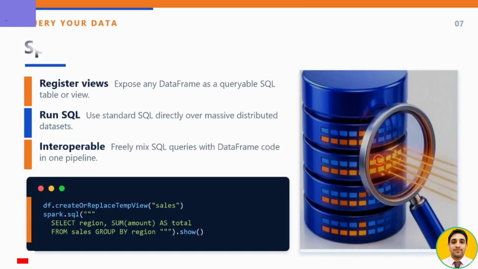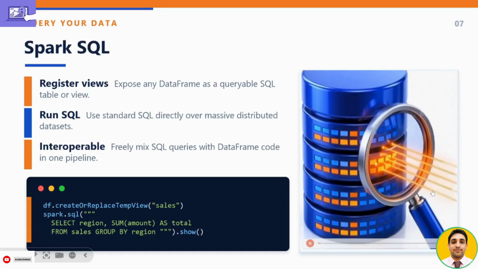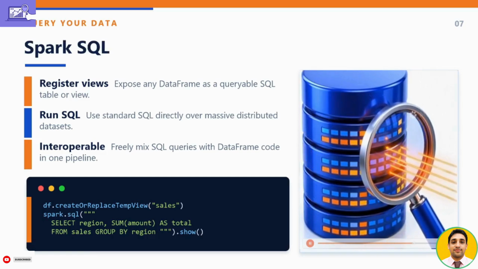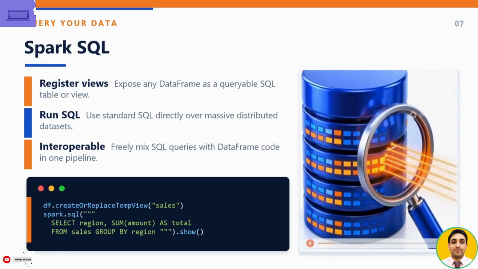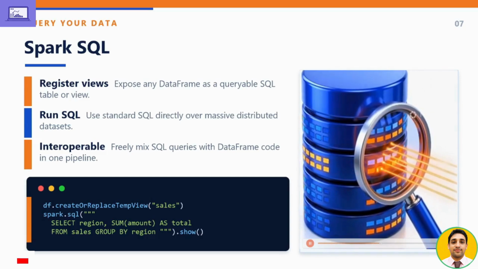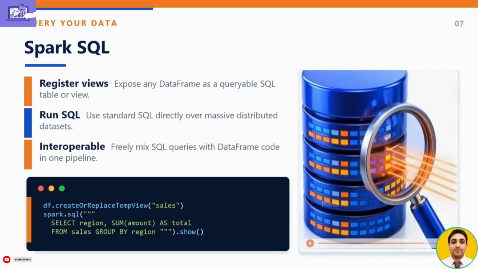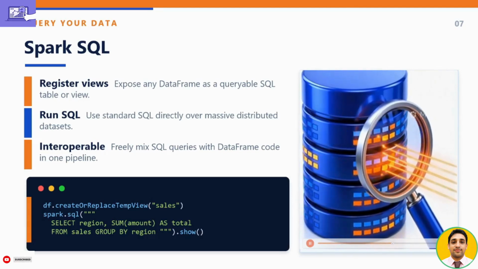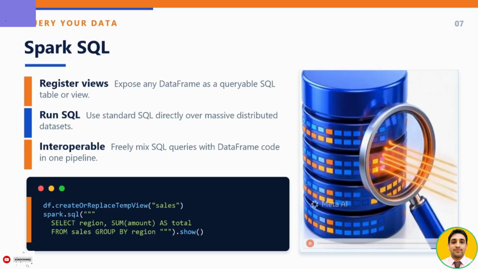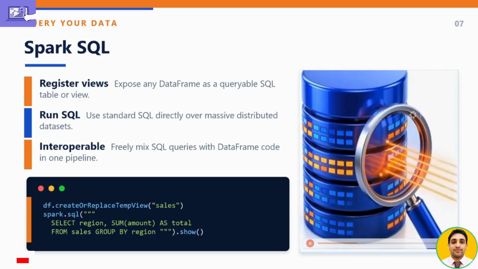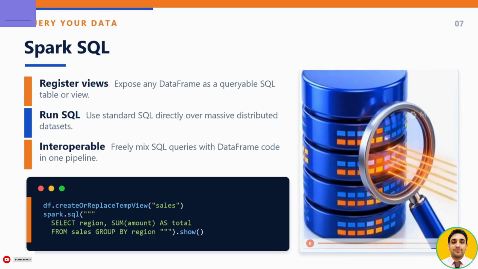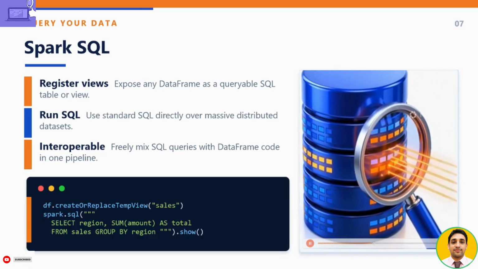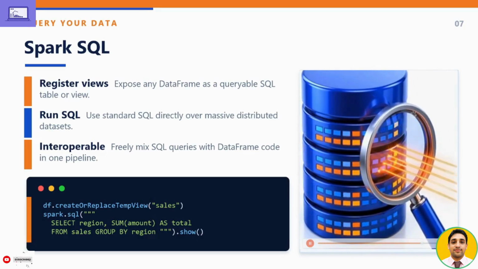Spark SQL. Spark SQL is a feature that lets you interact with your data using the SQL language you may already know, instead of only writing data frame code. The first concept here is registering views. You can take any data frame and expose it as a temporary SQL table or view, which allows you to query it just like you would a database table.